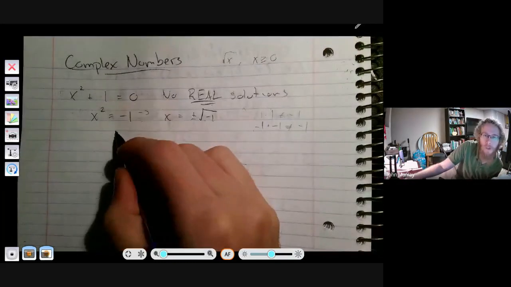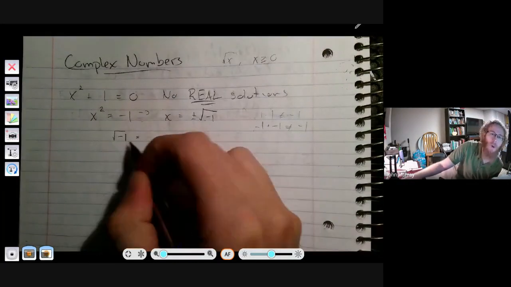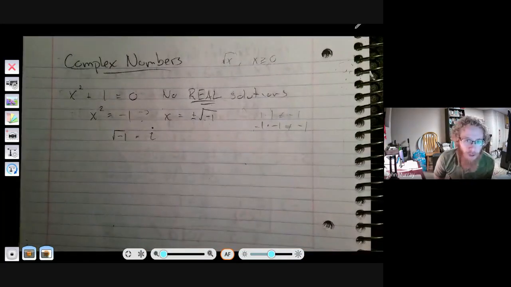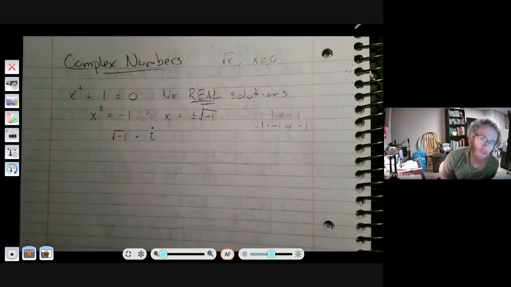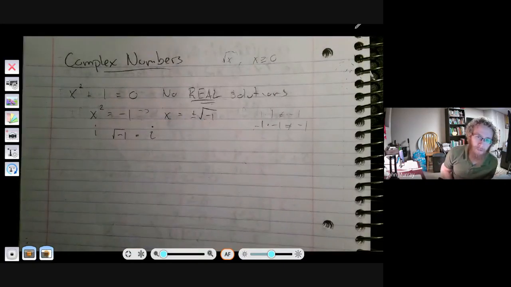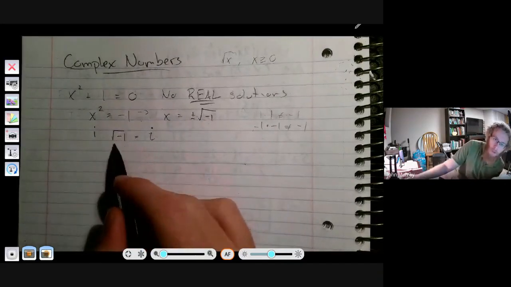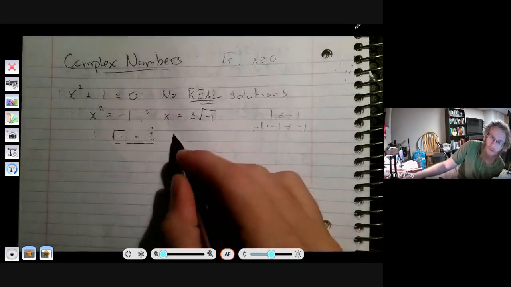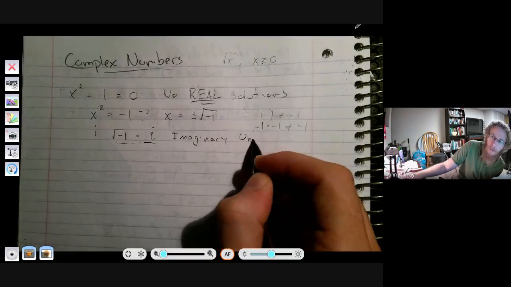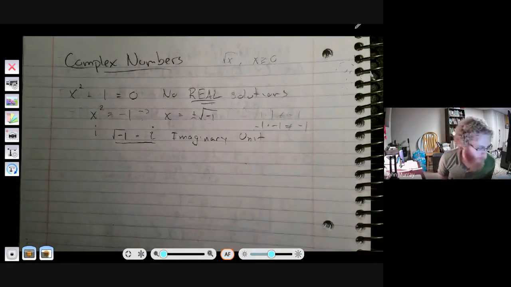So the solution was, if you come up with the square root of -1, that's going to be our imaginary number i. I write my i a little fancy like that, so you don't get them confused, but you could just say i as well. All right, so here we have what we call an imaginary unit.